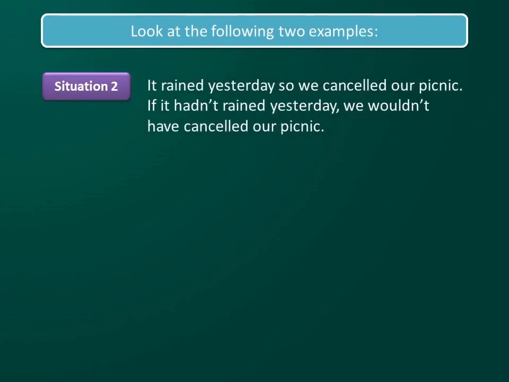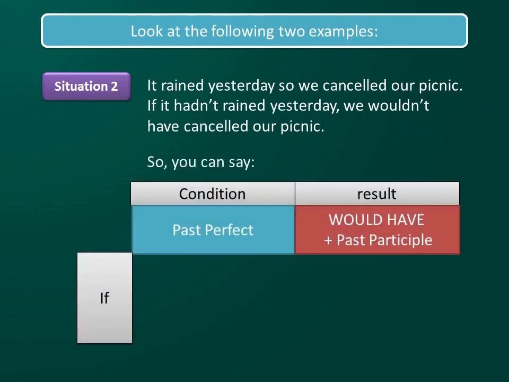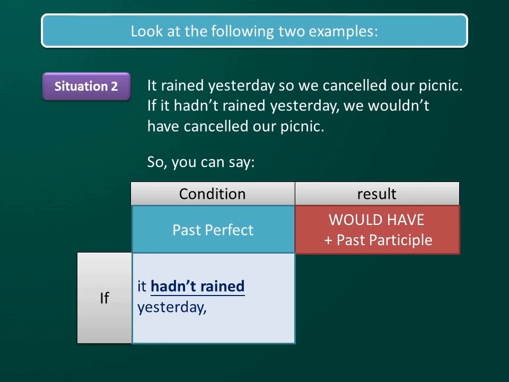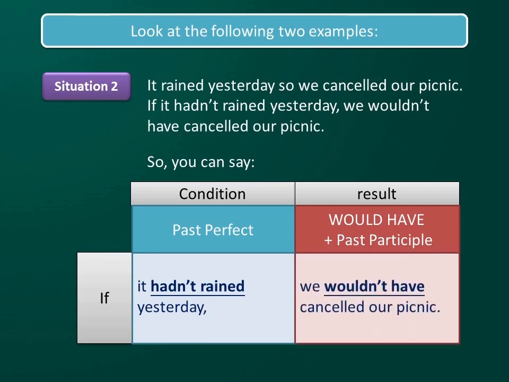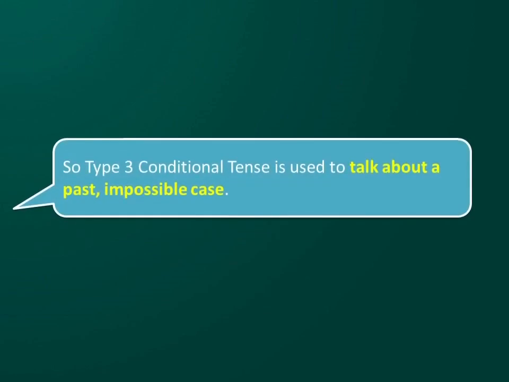Situation 2. It rained yesterday, so we cancelled our picnic. If it hadn't rained yesterday, we wouldn't have cancelled our picnic. So you can say, if it hadn't rained yesterday, we wouldn't have cancelled our picnic. So type 3 conditional tense is used to talk about a past, impossible case.